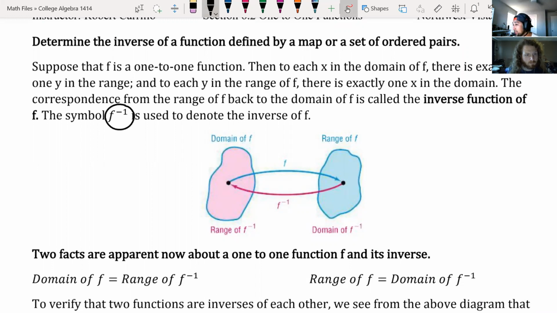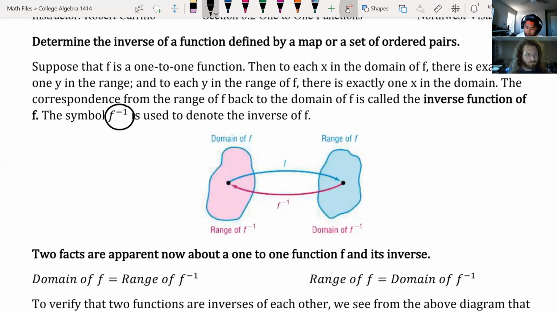And no, it's not f to the -1. That symbol says the inverse of f, or f inverse. Do not say f to the -1. That is just a notation. So if you see this symbol, this denotes the inverse of a function.